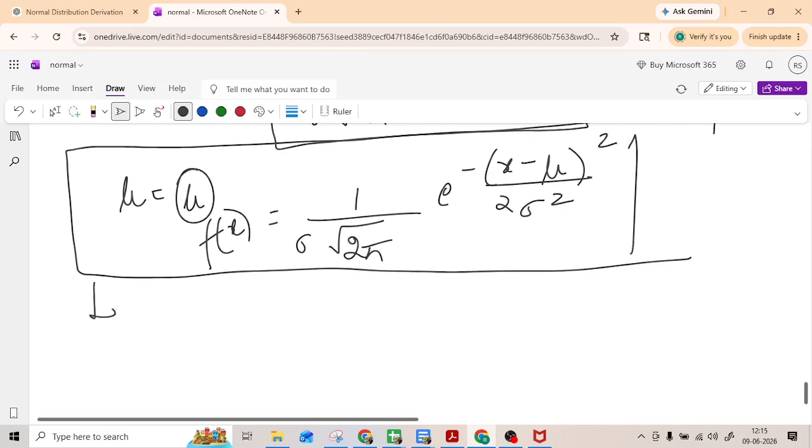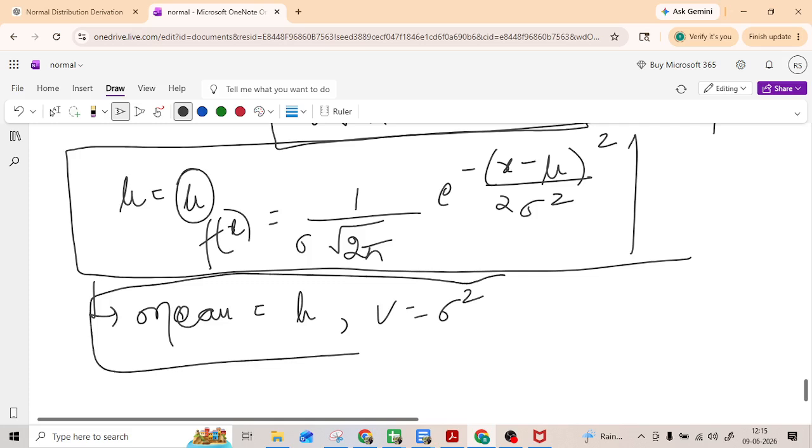And with this we have the mean as mu and the variance as sigma square. So this is how we arrive at this beautiful normal function, which we tend to use very frequently, but yeah, in this session I tried to take you through how we actually arrive at the formula of the normal distribution.